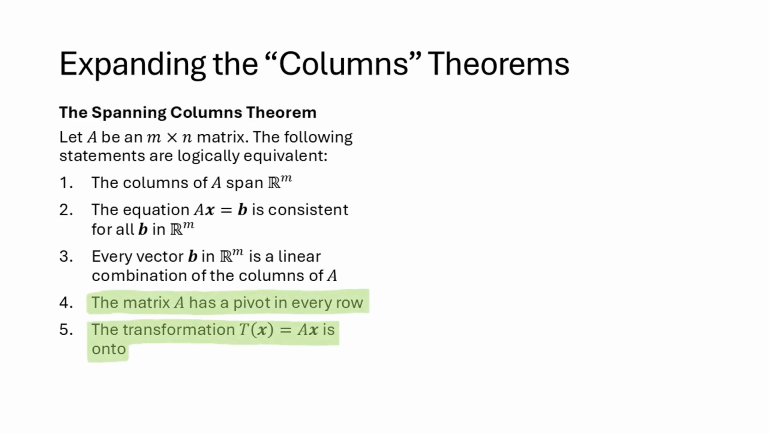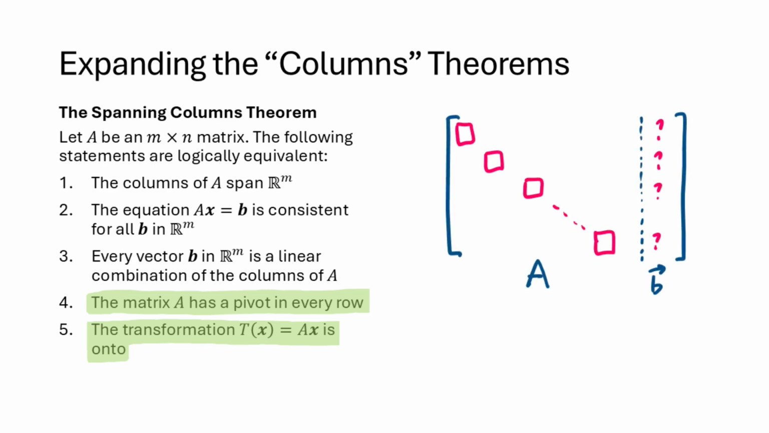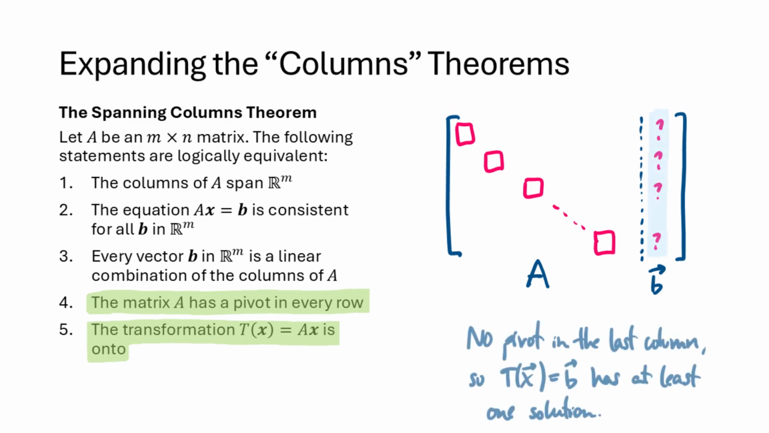Let's start with the spanning columns theorem. Notice that we've added number 5 here, which says that the transformation T of x equals Ax is onto. So why does that connect with the other ideas in the spanning columns theorem? Well, let's focus on number 4, the idea that the matrix A has a pivot in every row. So if we visualize a matrix that has a pivot in every row, what would the augmented matrix representing the equation Ax equals b look like? Because remember, that's the equation we have to understand to try to understand whether T of x equals Ax is onto. Because A has a pivot in every row, there cannot be a pivot in that final augmented column.